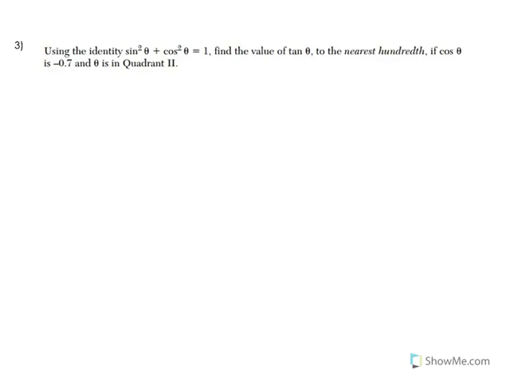All right, so a slight variation here. This one actually came from a Regent. Notice how they were nice to you and they gave you the Pythagorean identity in the question. So it says, using the identity sine squared theta plus cos squared theta equals 1, find the value of tangent of theta to the nearest hundredth, so we are going to have to round here, if cosine theta equals negative 0.7 and theta is in quadrant 2.